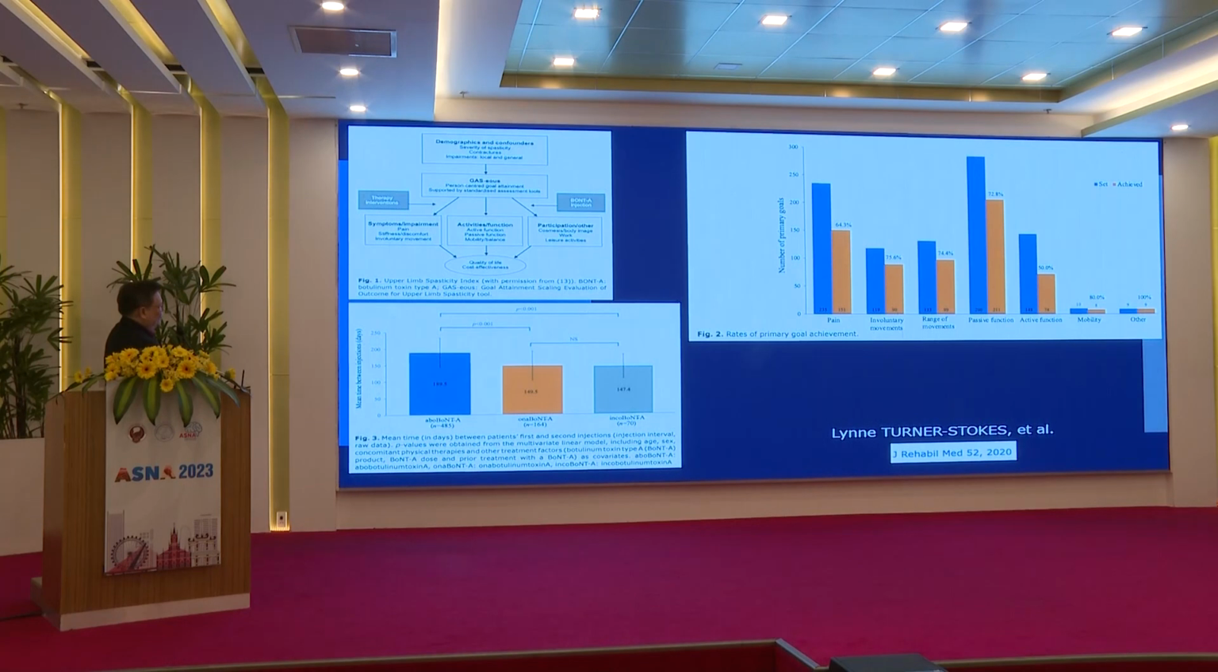So this is another study by Lynn Turner Stokes. And this time, she compared botulinum toxin ABO versus ONA and INCO using the goal attainment scaling, which was their primary goal of achievement. And so you have here the set goals and the achieved ones. And as you can see, when you put all the three toxins together, you can see from your distance that using the goal attainment scaling, ABO botulinum toxin fared better than ONA and INCO botulinum toxin.